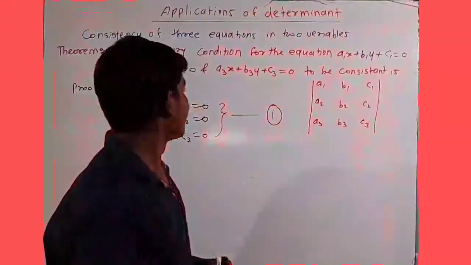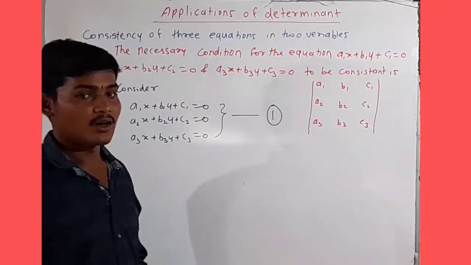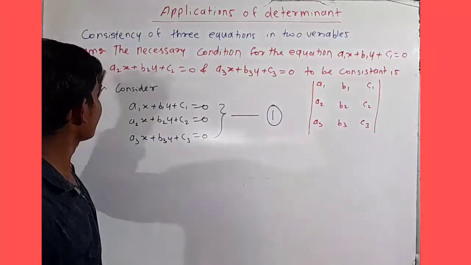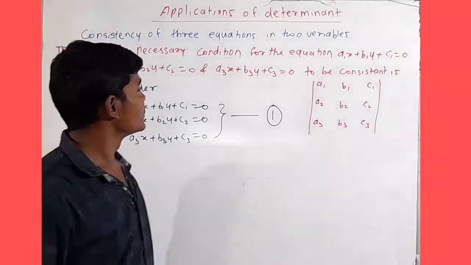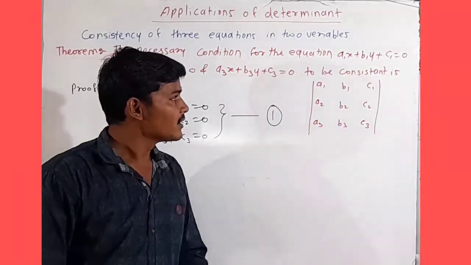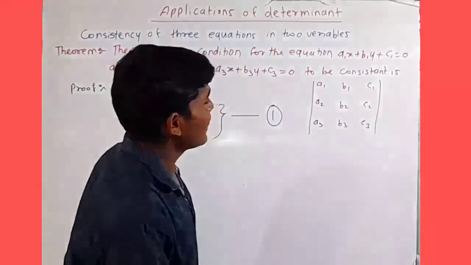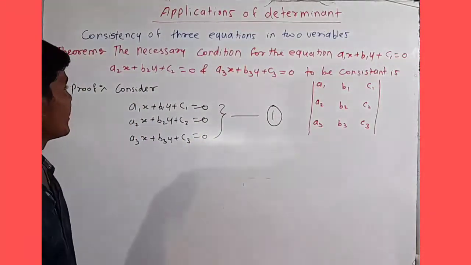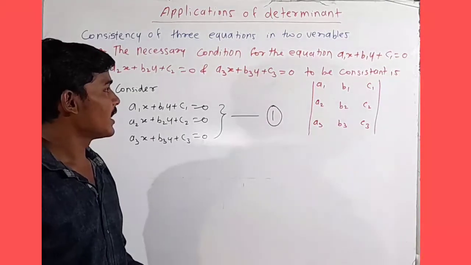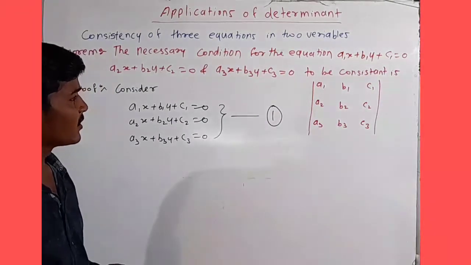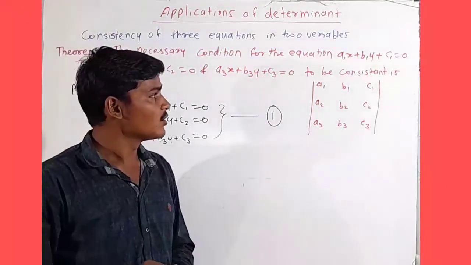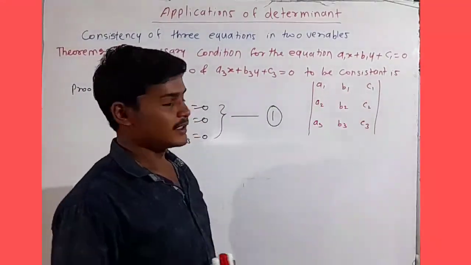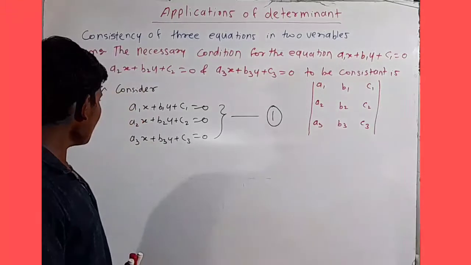Now the next point is the consistency of three equations in two variables, and the theorem is that the necessary condition for the equations a1x plus b1y plus c1 equals 0, a2x plus b2y plus c2 equals 0, and a3x plus b3y plus c3 equals 0 to be consistent is that this determinant is zero, as given.